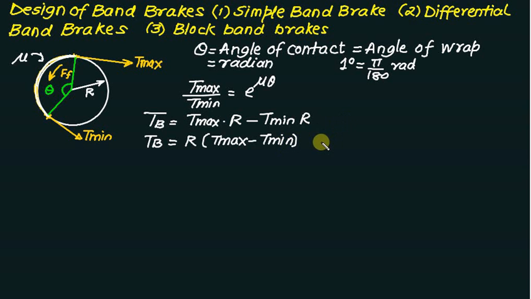Normally equation number 1 and equation number 2 are commonly used, and the braking torque you can obtain from the braking power, and braking power is given by P equals 2 pi n Tb divided by 60, where n is the rotational speed, Tb is the brake torque, and P is the power consumed in braking. Now we'll design the simple band brake.